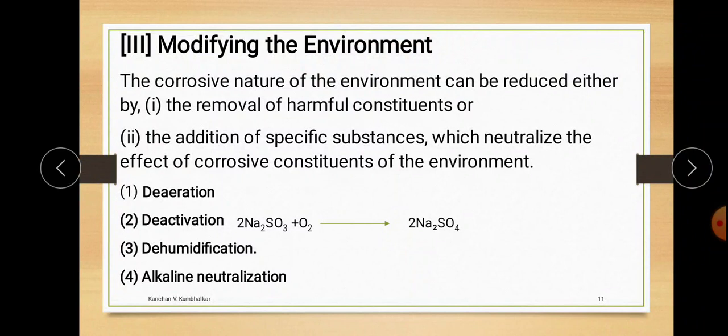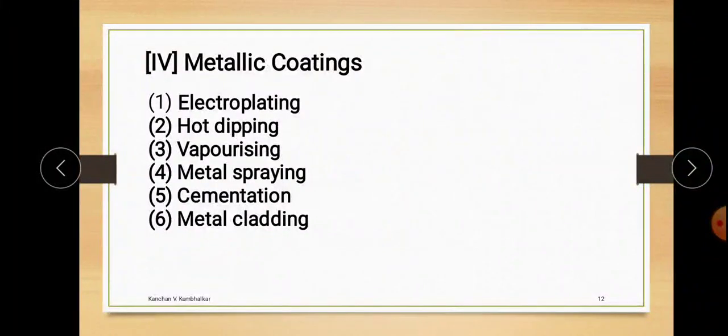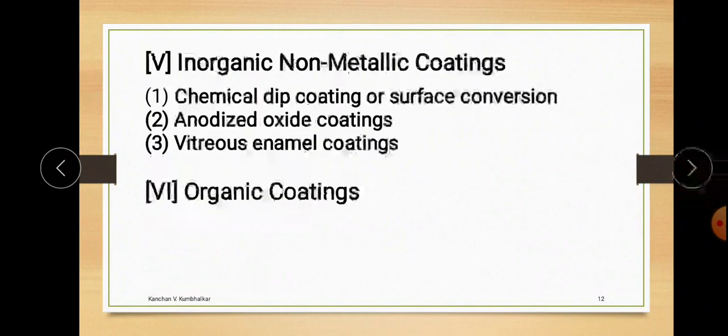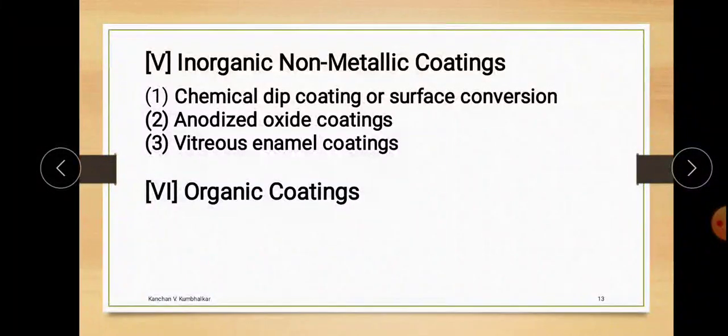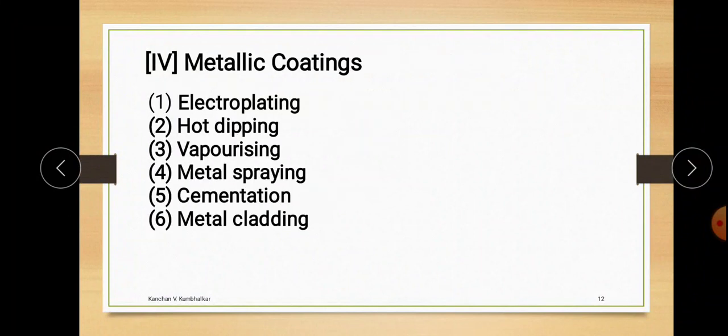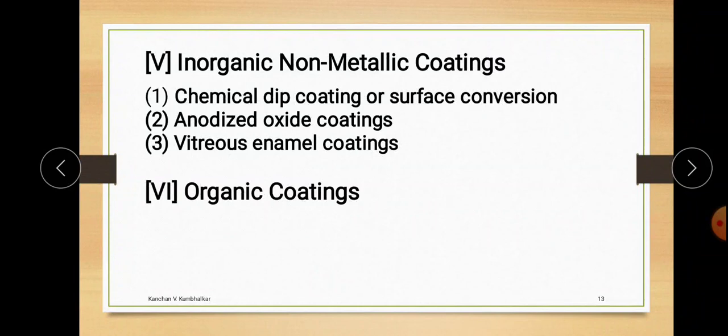Now the next points are the metallic coatings, which include electroplating, hot dipping process, vaporizing, metal spraying, cementation, and metal cladding. And the last two points: inorganic non-metallic coating, which contains chemical conversion coating on surface, anodized oxide coating, and vitreous enamel coating, and finally organic coating. In the next lecture we will deal with the metallic coating, all these types, inorganic non-metallic coating and organic coating.